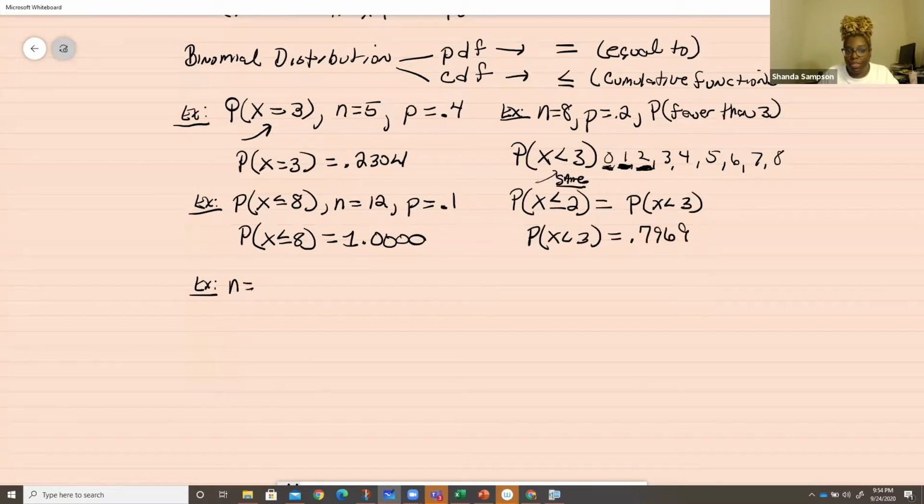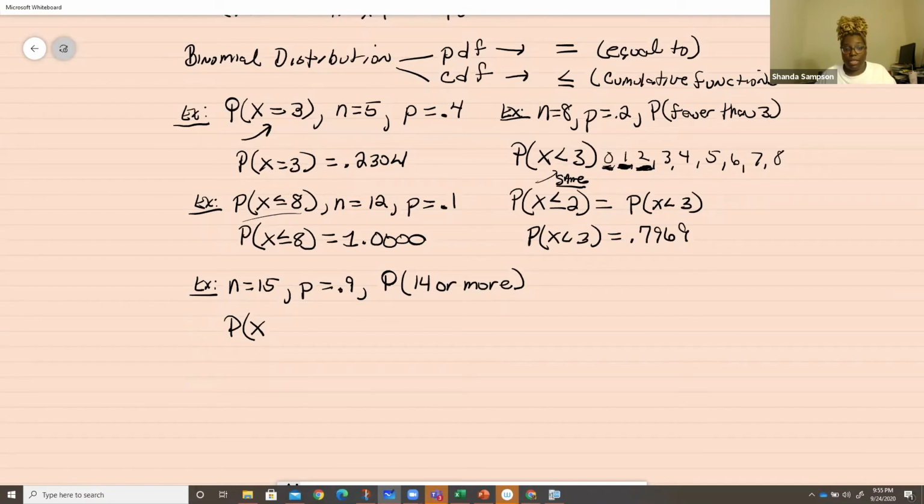n equals 15, p equals 0.9, of 14 or more. So let's take a look at this one. First, we got to change this because sometimes it's given to you this way, but sometimes you have to change it. So x is what? X needs to be 14 or more. How do you write that? X is 14. That means greater than or equal to 14. It's equal to 14 because it says 14, and or more is everything greater than.